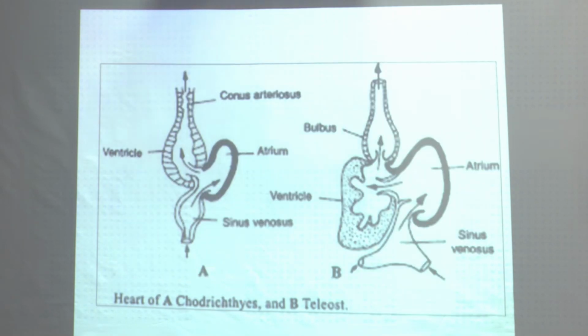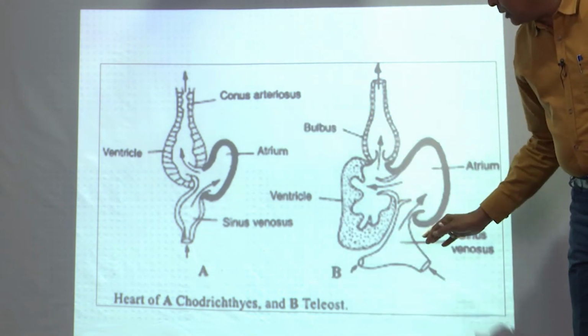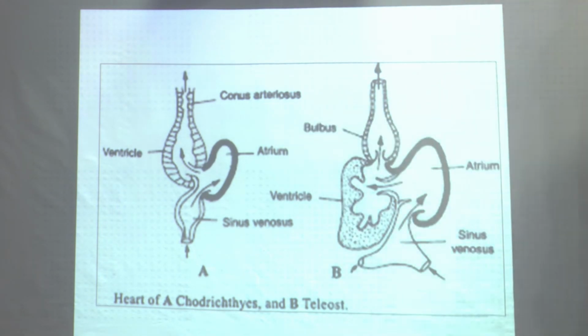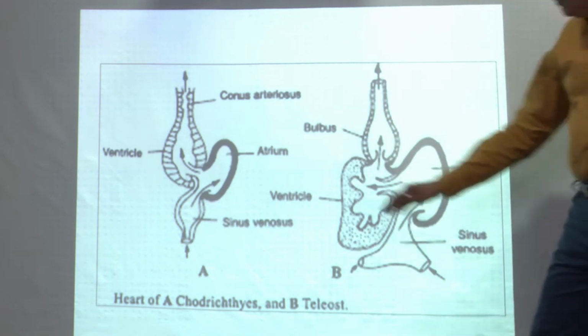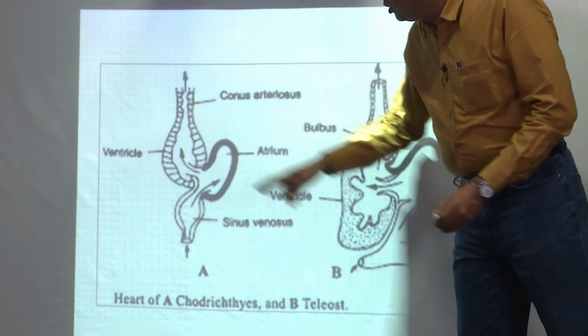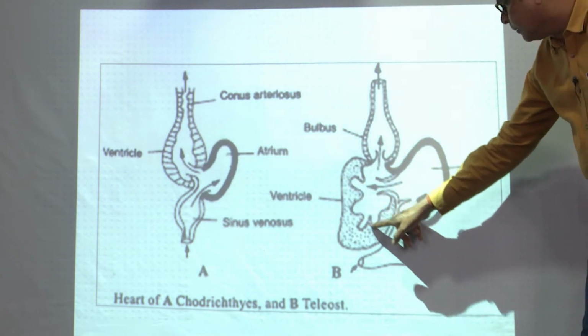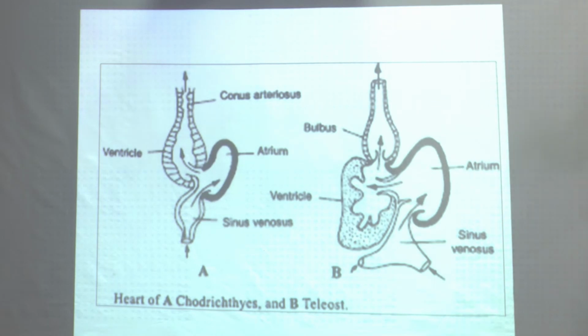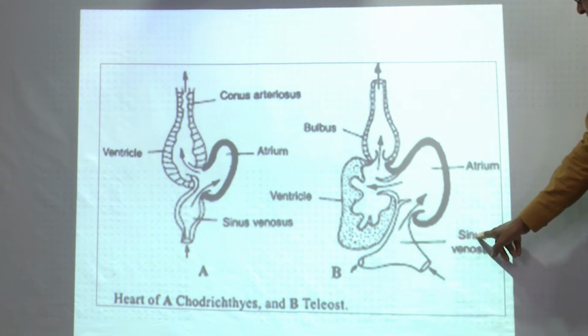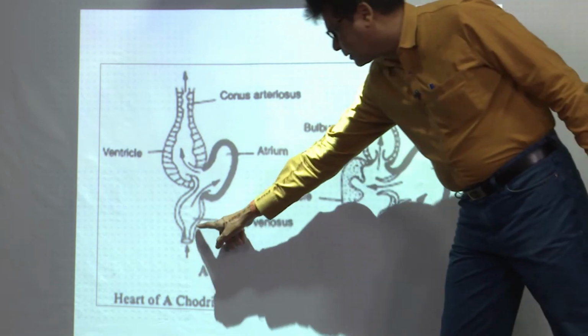Again I am giving one comparison between the heart of the teleost and the heart of Scoliodon, that means bony fish and cartilaginous fish. You see, in the case of Chondrichthyes or cartilaginous fish, the ventricle is not so muscular, but in this case it is muscular. The wall is produced into some what? Ridges, produced into some pockets, so that it will contain more and more blood.